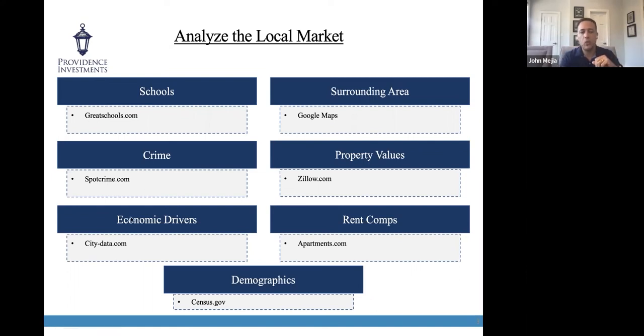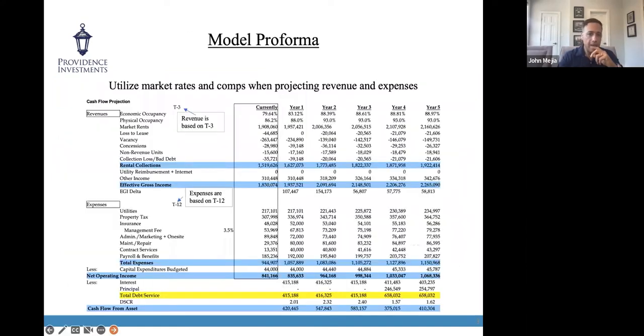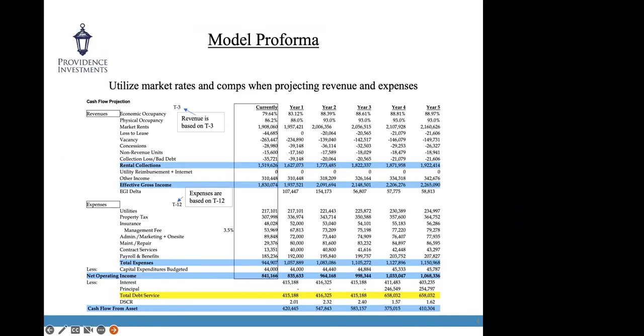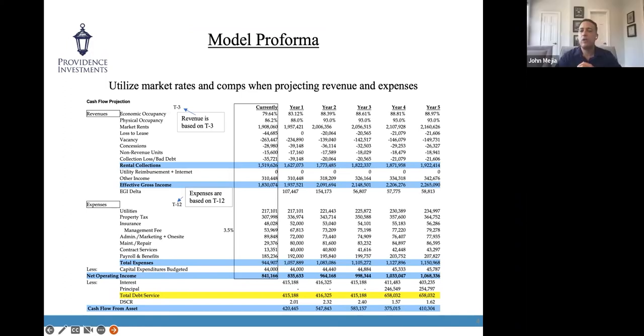So, key things to watch when you're evaluating a deal. Now let's talk about Proforma. This is a simple Proforma. This is something that we just put together, but utilize market rates and comps when projecting revenue and expenses.